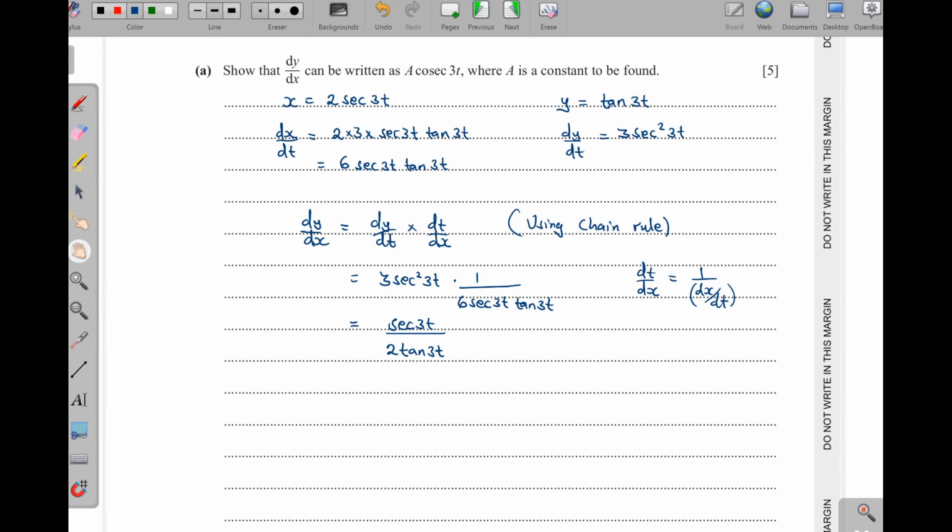Okay, now this is the same as they said we write it in terms of cosec. That is 1 over sine. So sec is 1 over cosine.